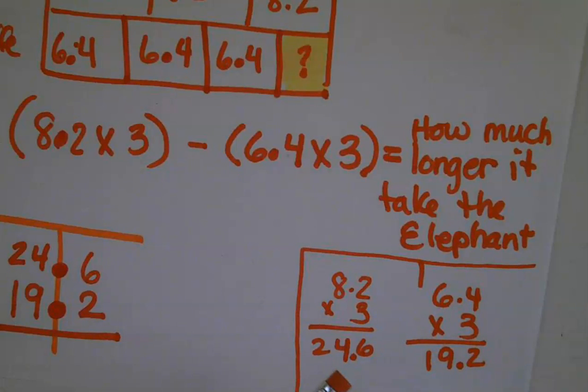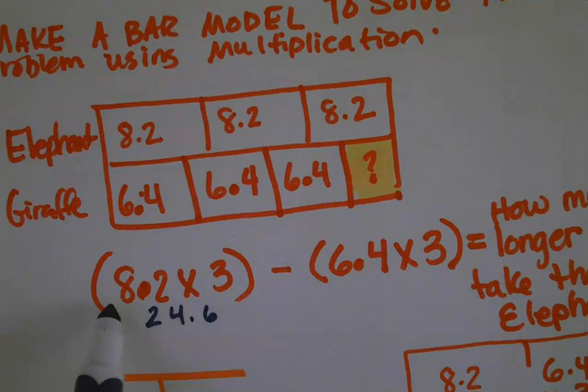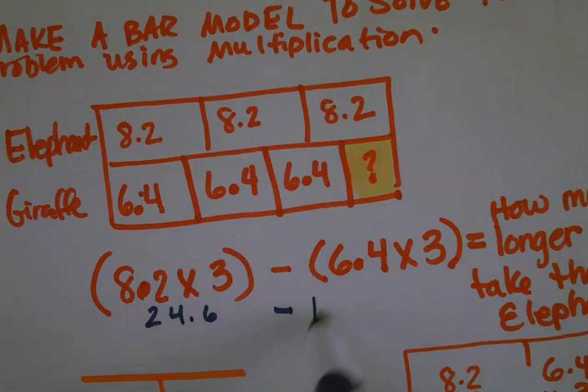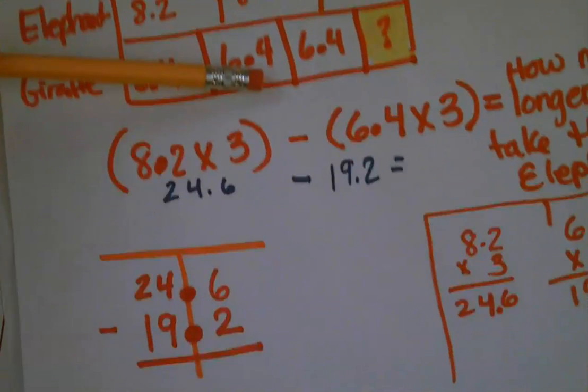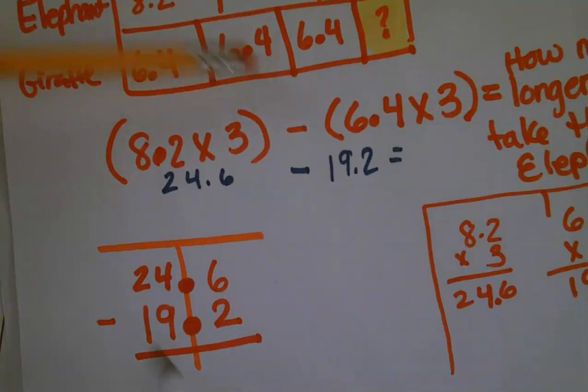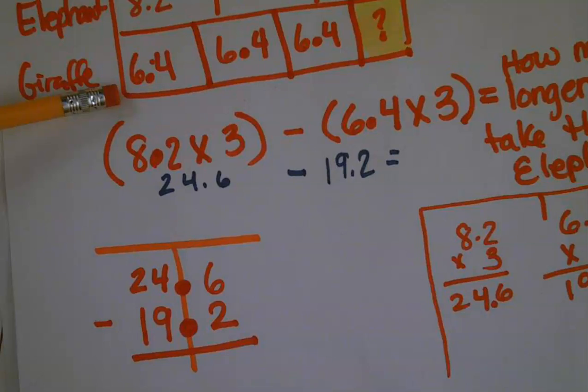So now I need to find the difference between these two. I see that the elephant does take longer, and I'm going to subtract to find the difference. So I know that equation is going to be 24.6, which is the product of the first part, subtract 19.2, and that's going to give me my difference. Now remember, when we subtract, we're going to line them up, we're going to stack them. And when we line up, we can use a T-chart or a quick place value chart, whichever one you want to use, to make sure we line up our place value positions.